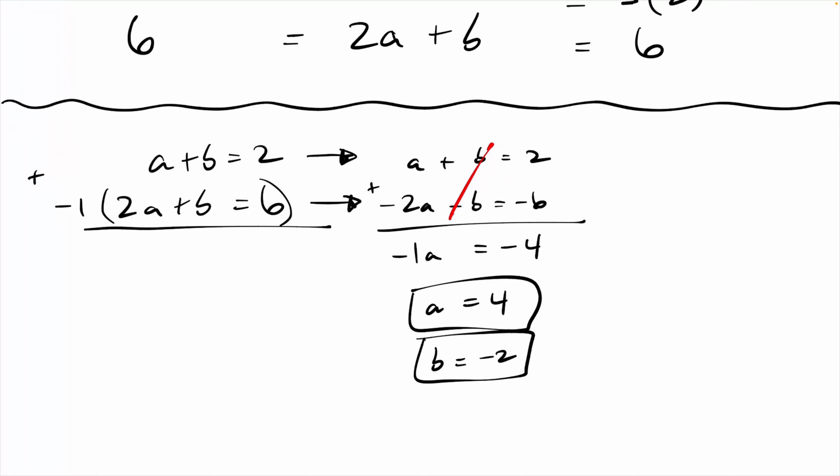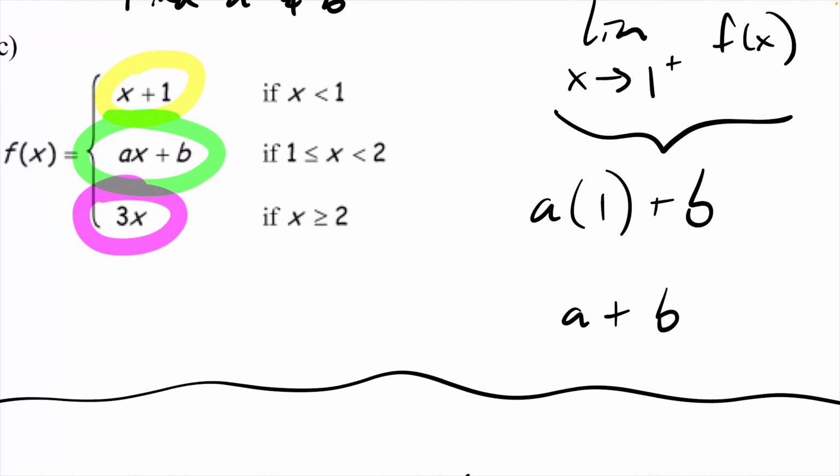So if a was 4, so if that middle piece was 4x minus 2, it would be continuous everywhere.